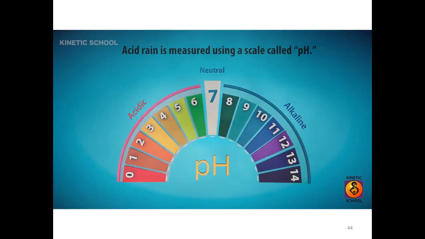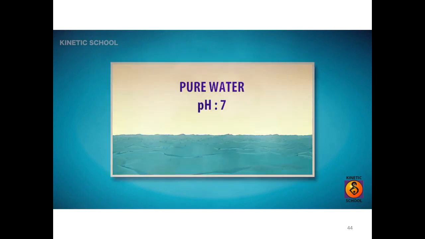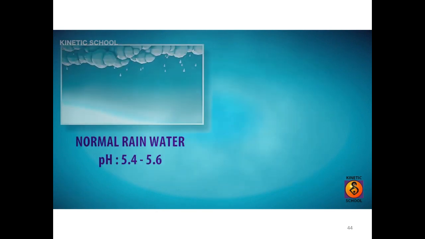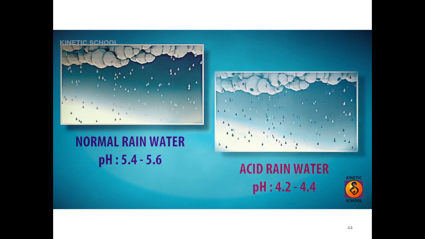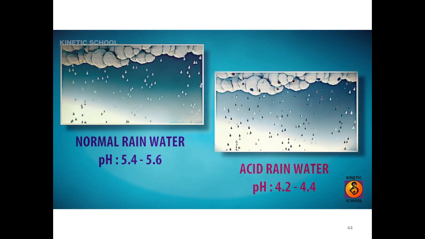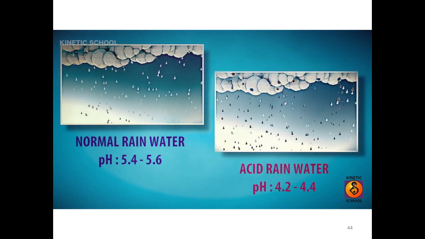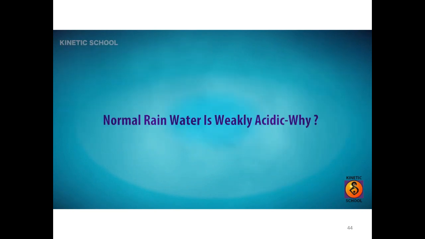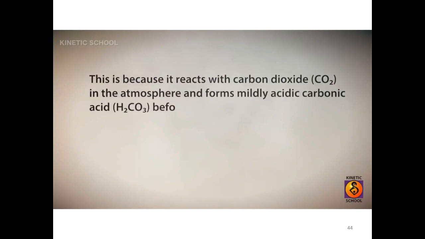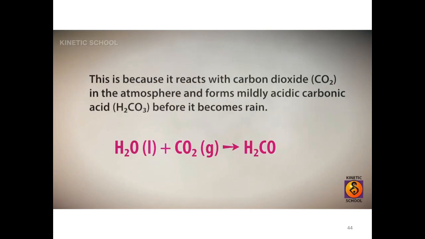Acid rain is measured using a scale called pH. Pure water is pH 7. But normal rainwater is pH 5.4 to 5.6. And acid rainwater is pH 4.2 to 4.4. Normal rainwater is weakly acidic. Why? This is because it reacts with carbon dioxide in the atmosphere and forms mildly acidic carbonic acid before it becomes rain.